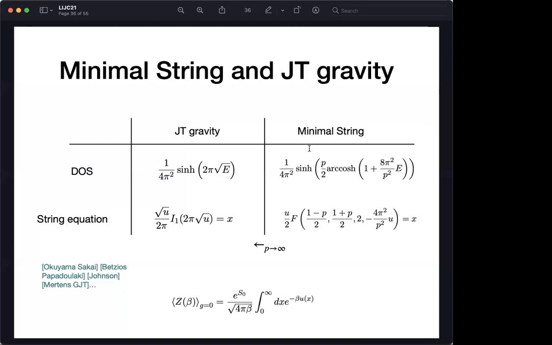A second way to see this is from the string equation. The string equation is another way to describe a matrix integral that relates the partition function to a function u of x, and all the observables are controlled by this function u of x. And this u of x in the minimal string is given by this hypergeometric function. The information here is completely equivalent to the information in the density of states of the minimal string. And you can see that if you take large P, this becomes this function, which is the string equation of JT-gravity.